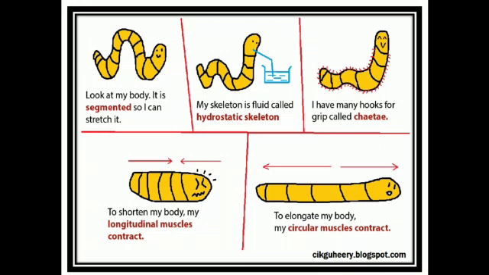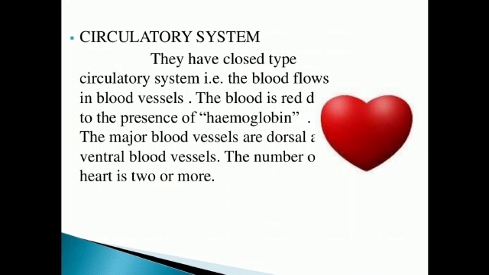To shorten its body, it has the longitudinal muscles which can contract, and to elongate its body, it has the circular muscles which can contract. Now students, we will talk about the circulatory system of the annelids.